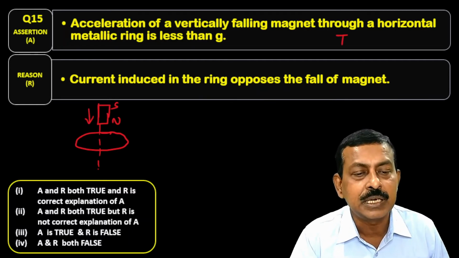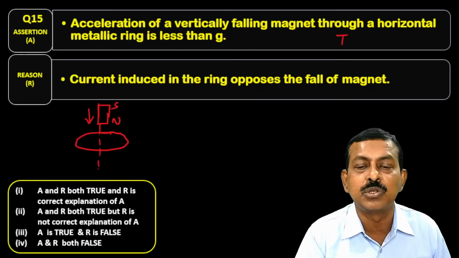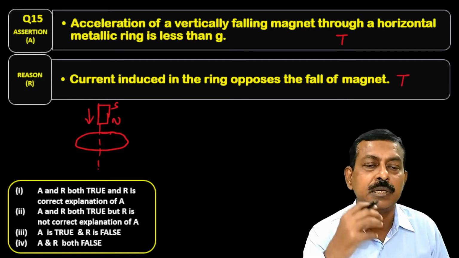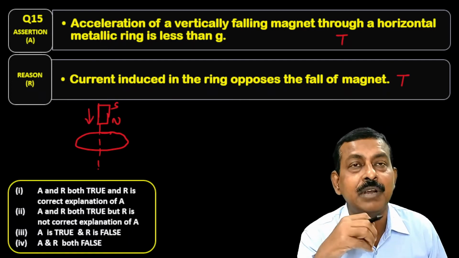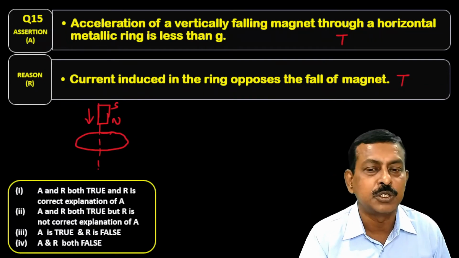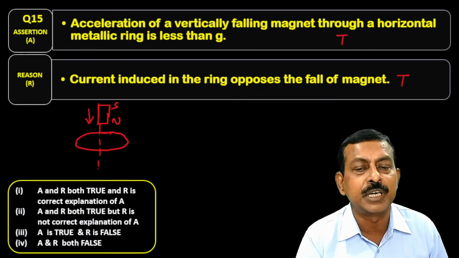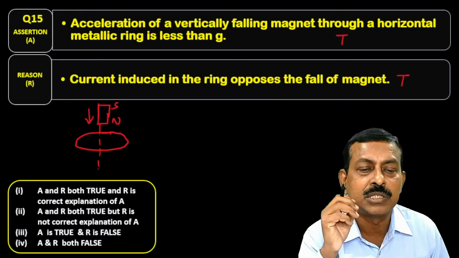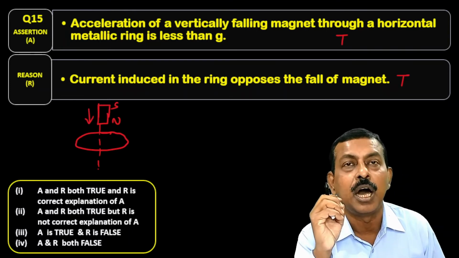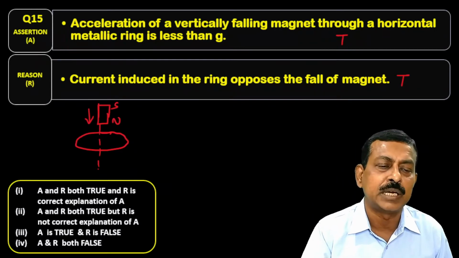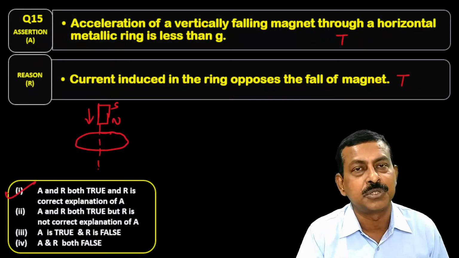The reason, that the current induced in the ring opposes the fall of the magnet, is also true, because due to the current developed in the ring, the magnet's motion is opposed. Again, if you take the two statements together, the acceleration of a vertically falling magnet through a horizontal metallic ring is less than g because the current induced in the ring opposes the fall of the magnet. So this is explaining it correctly. That means the first one is the correct option.